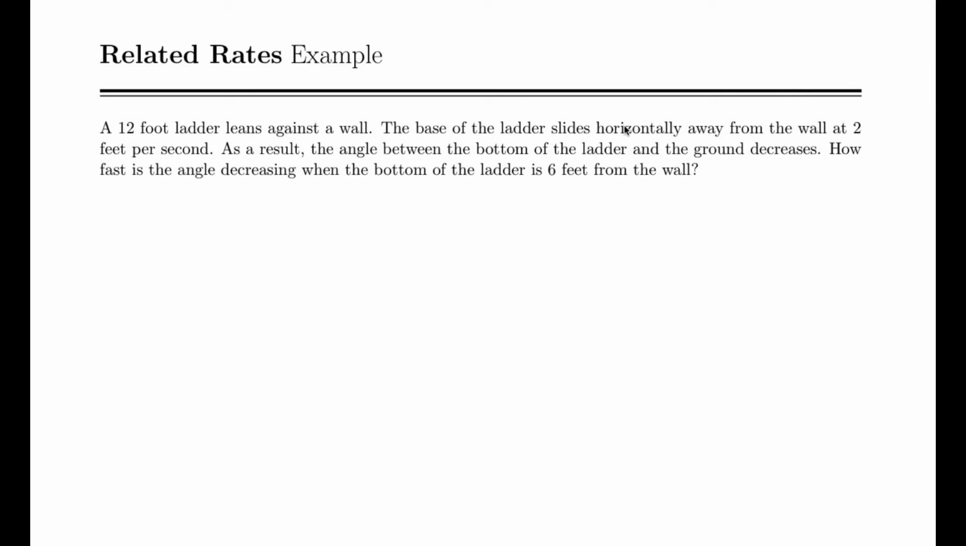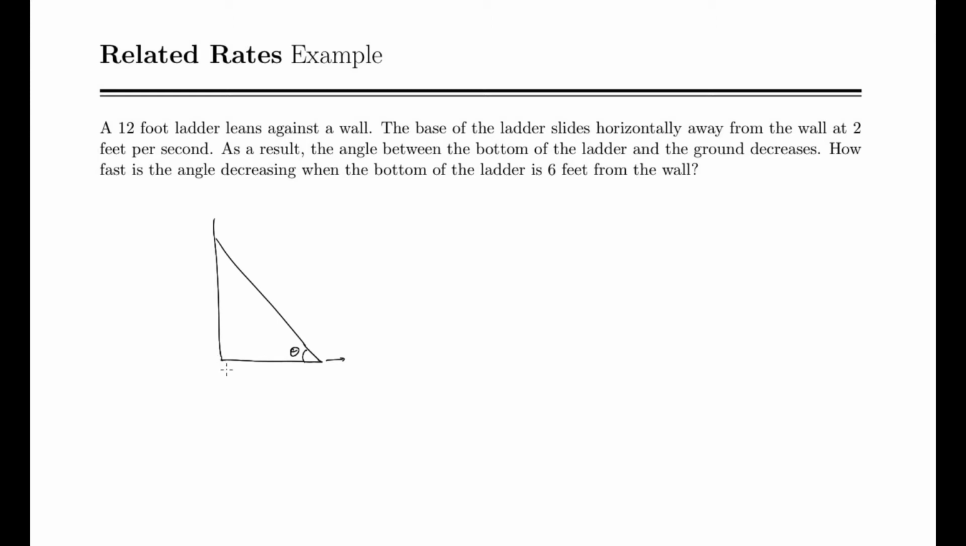All right, we have a ladder leaning against a wall. So let's go ahead and draw that. We've got, there's our wall, and there's our ladder. And the base of the ladder is sliding away from the wall, so it's moving that way. And of course that means that this angle that it makes with the ground is going to be changing. We'll call that theta.